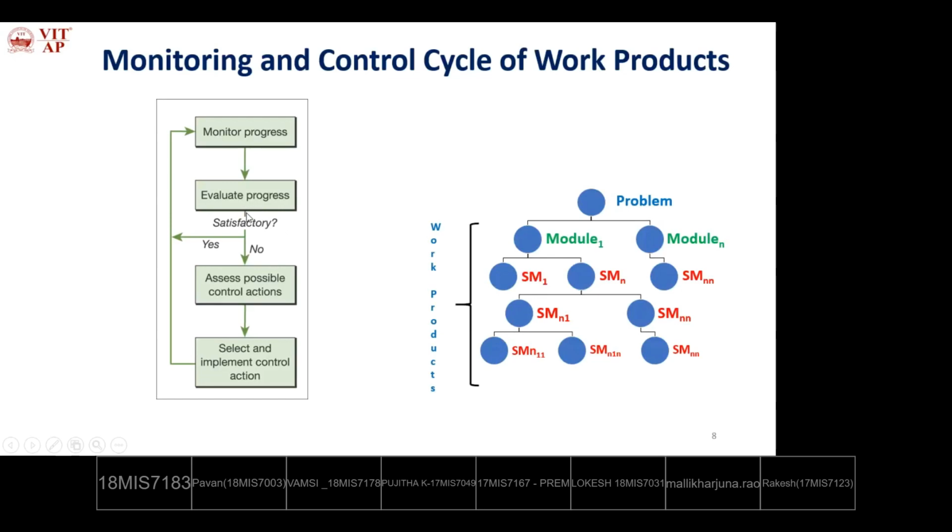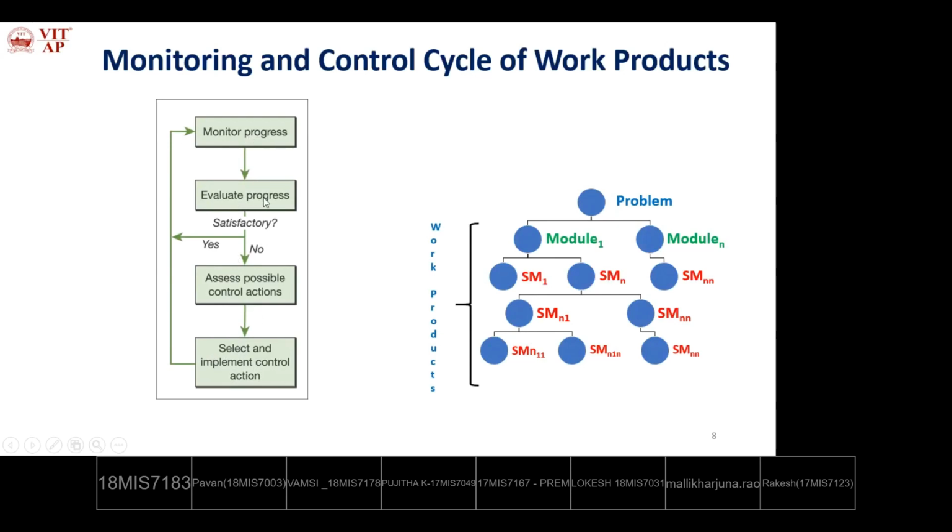If there is any delay, that means some critical activities exist. So find an alternate solution, that is, assess possible control actions, plan the alternate solution, select and implement the control action plan, review with the other project products, and repeat the whole process.